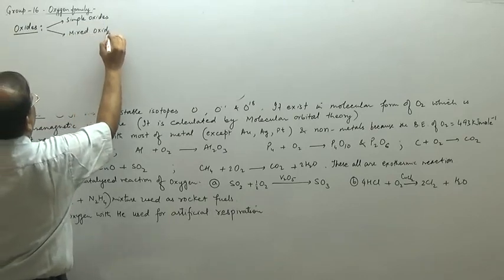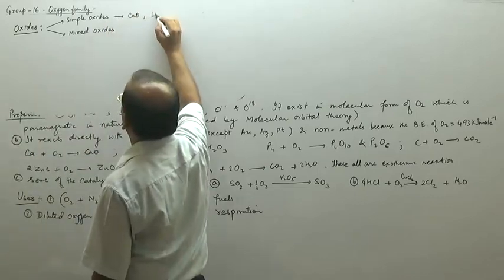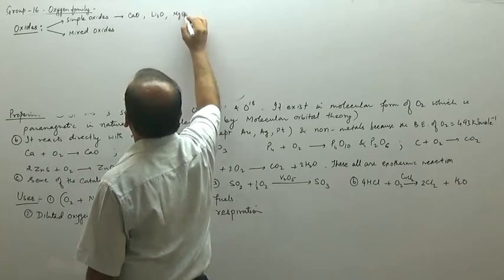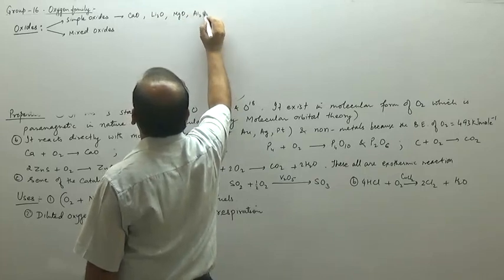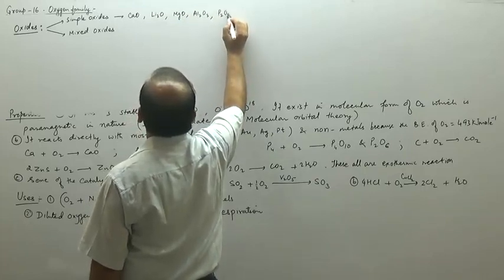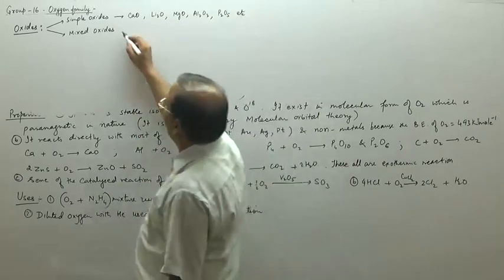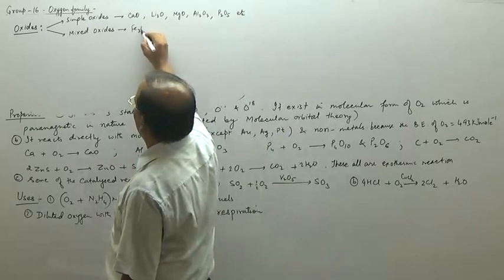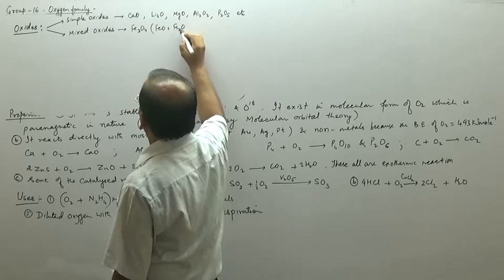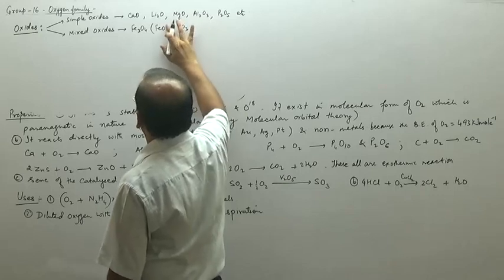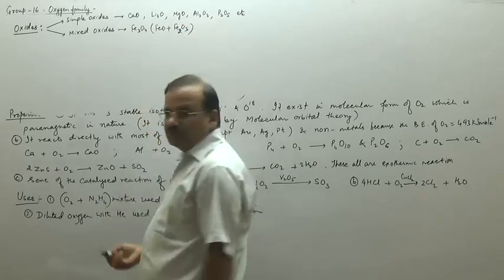The simple oxide means we'll have calcium oxide, lithium oxide, magnesium oxide, etc. These are called simple oxides. That is Al2O3, that is P2O5, the simple oxides. The mixed oxide is Fe3O4. It is called a mixed oxide because it is a mixture of FeO and Fe2O3.